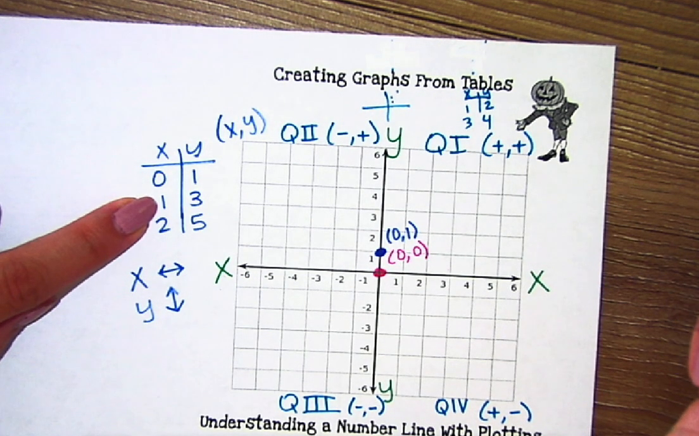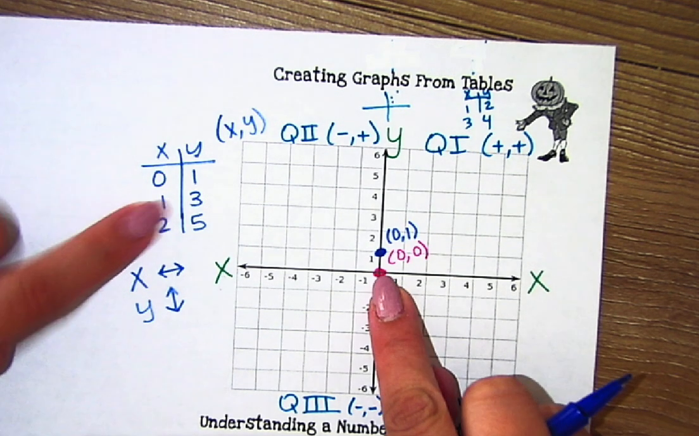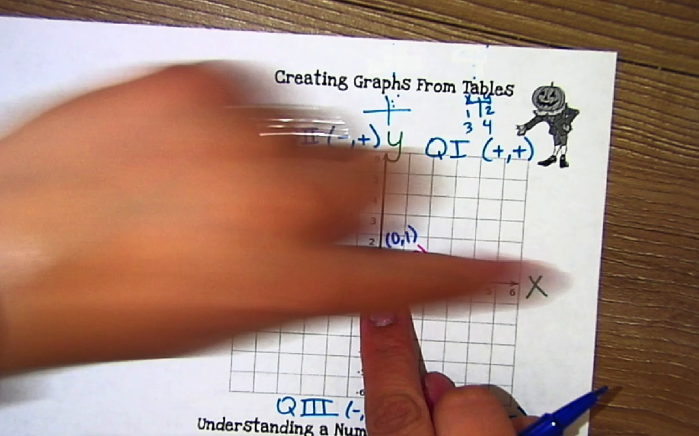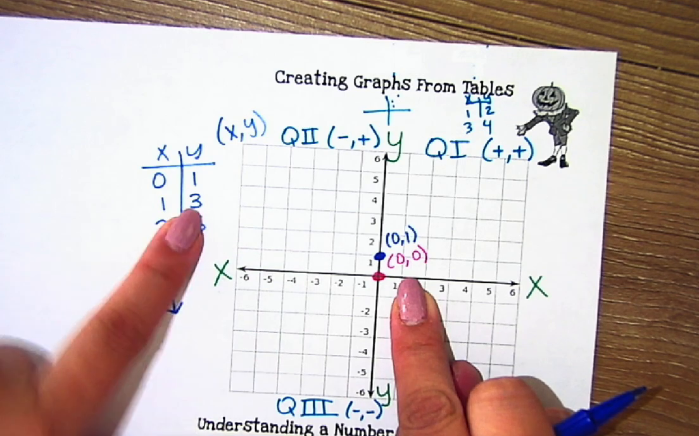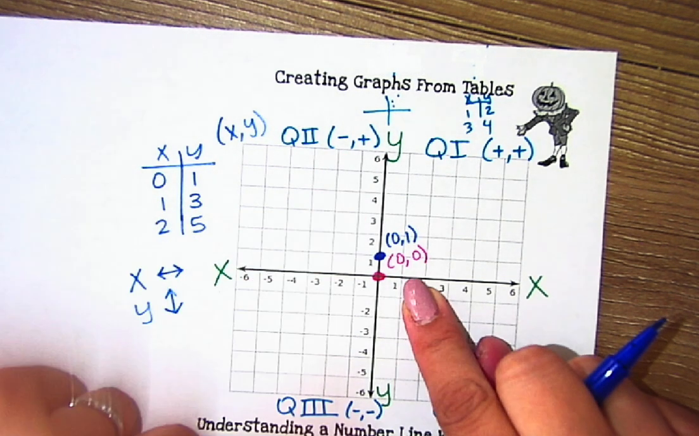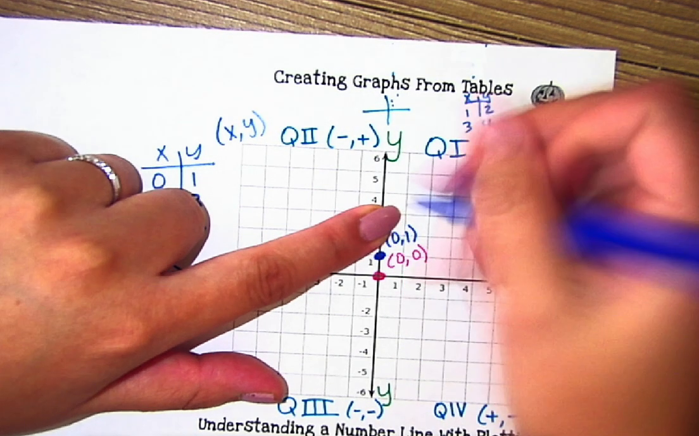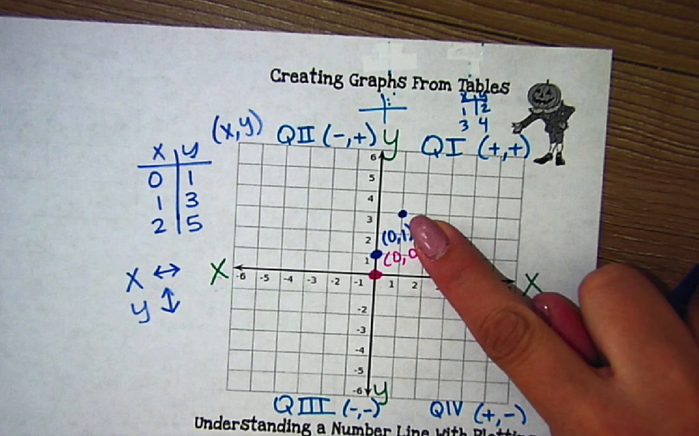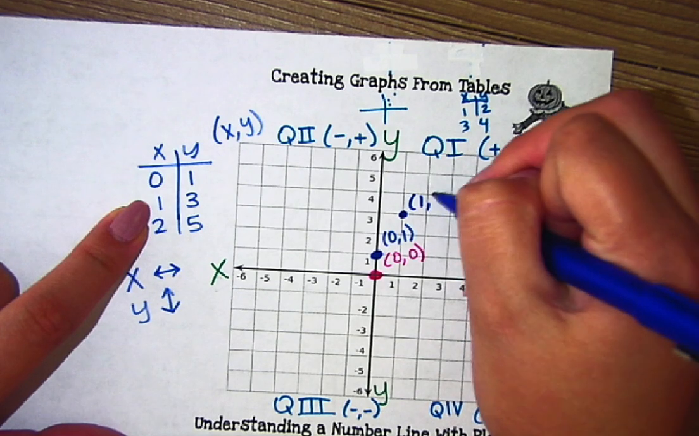The next point is 1 and 3. So I'm going to start at my origin here. I'm going to go 1 over on my x-axis. This is positive 1, right? So we're going 1, and it tells me to go 3 on my y-axis. So that means I'm going to go up 3. So I'm going to follow it, and this is where my point is going to land, right here. Okay, so I just plotted that point. So this means it's going to be 1, 3.